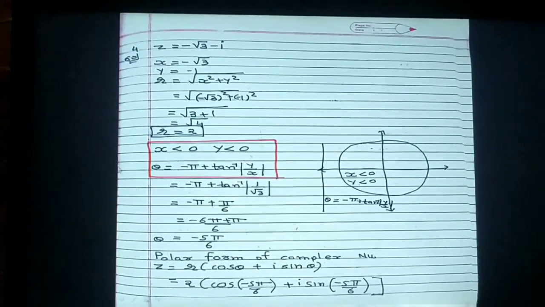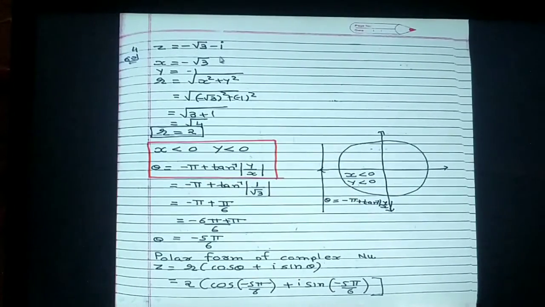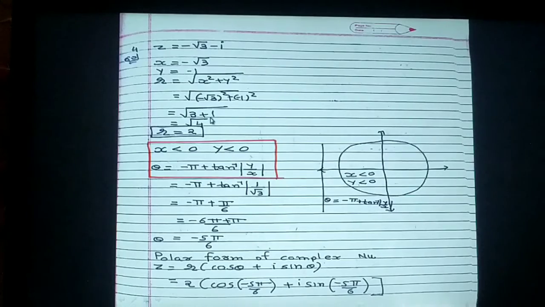Now next, z is equal to minus root 3 minus i. So x is equal to the real part, it's minus root 3, and y is equal to the imaginary part, so it is minus 1. Now r is equal to under root x square plus y square. X is minus root 3 and y is minus 1. So minus root 3 square plus minus 1 square. Minus root 3 square is 3, minus 1 square is 1. So under root 3 plus 1 is under root 4. R is equal to 2.